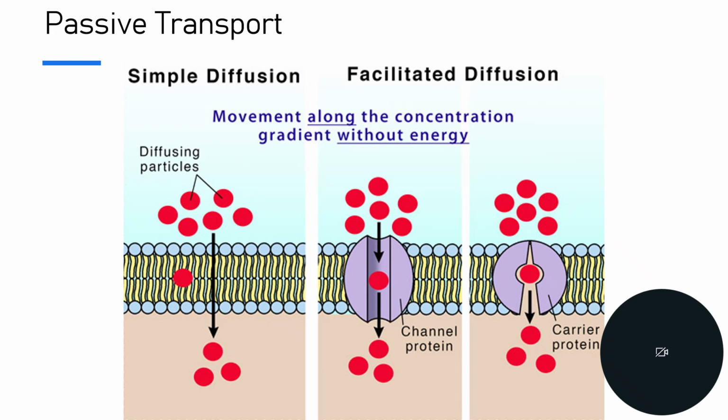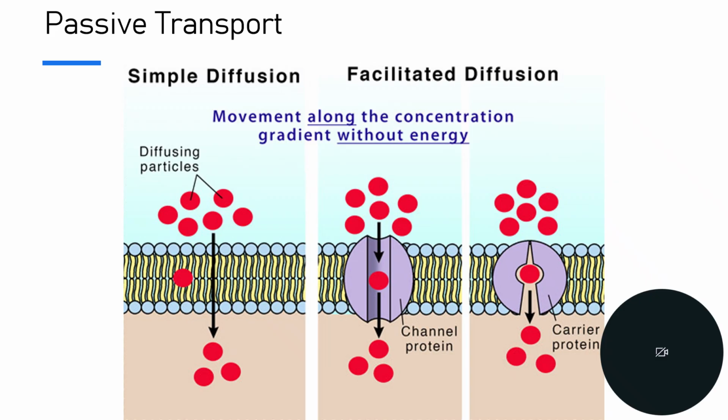The other type of passive transport that I wanted to focus on was facilitated diffusion. So these guys can't pass through the membrane. Either they're polar molecules or they're large molecules like glucose or sugar. So we use a channel protein or a carrier protein to help these guys get in or out of the cell. In this case, we're helping them go into the cell.